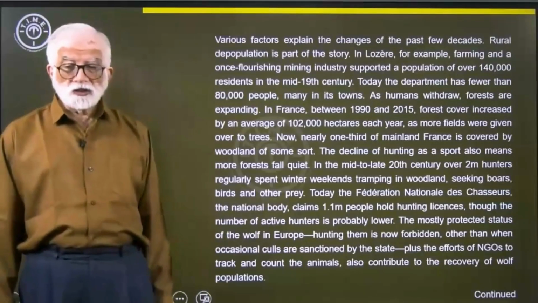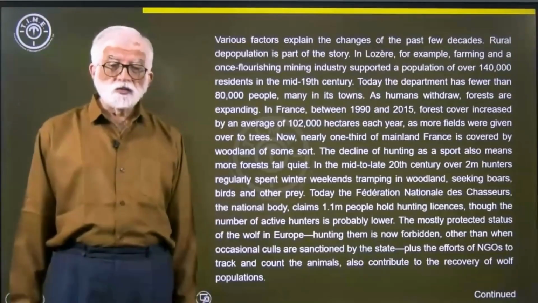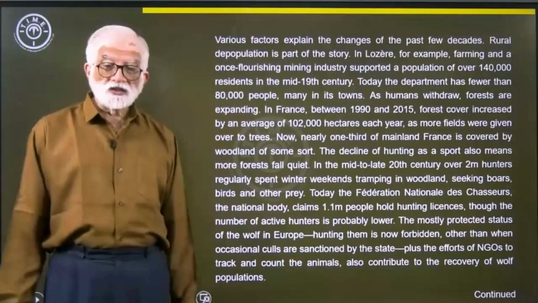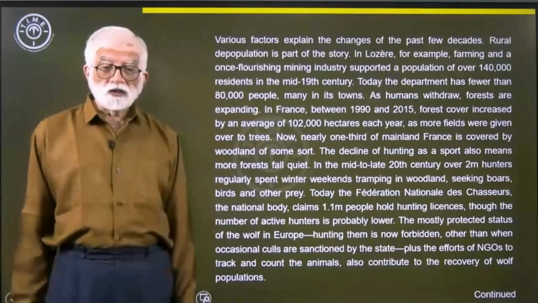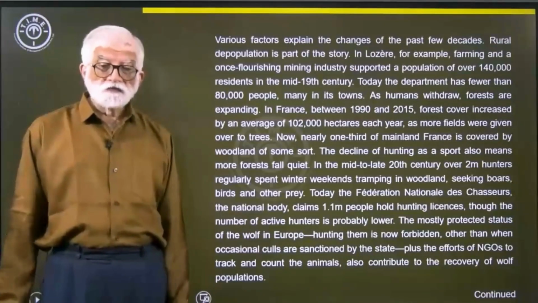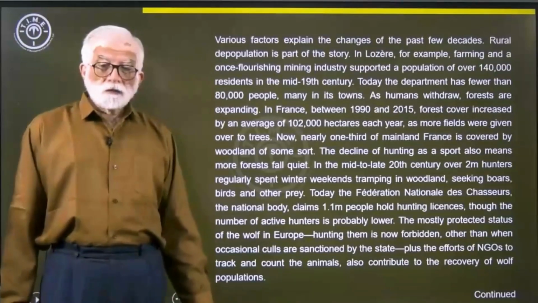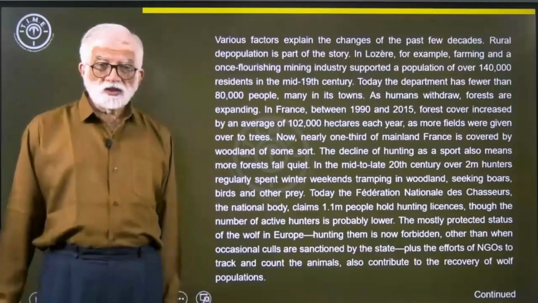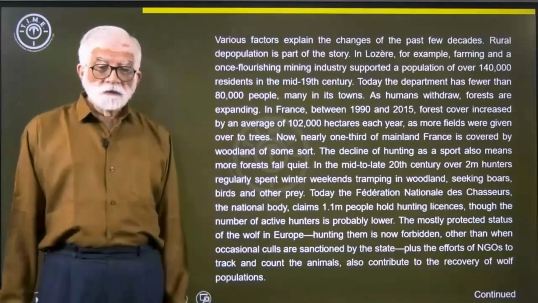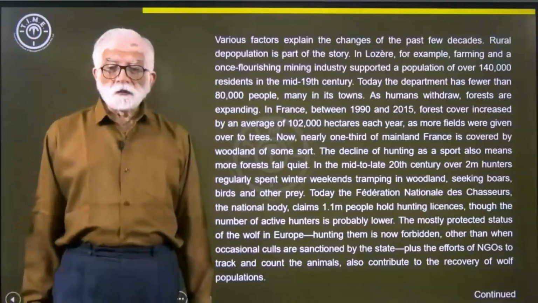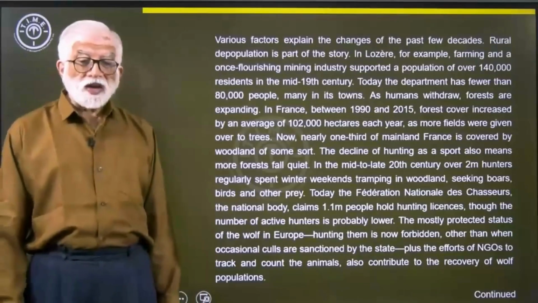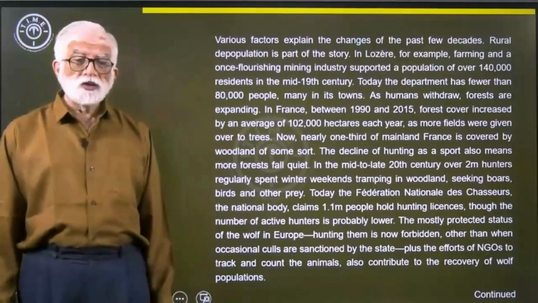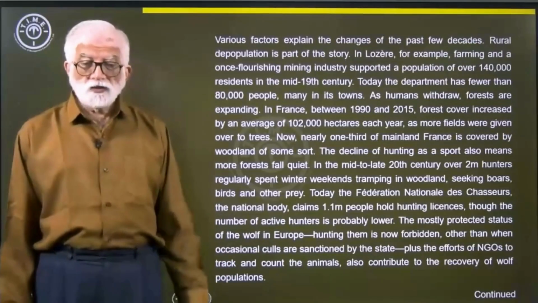Today, the Fédération Nationale des Chasseurs, the national body of hunters, claims 1.1 million people hold hunting licenses, as against 2 million hunters in the mid 20th century. So now they claim, that means the National Association of Hunters claims 1.1 million people hold hunting licenses, though the number of active hunters is probably lower. So they say while people hold licenses, not all of them really hunt. It's probably even lower than that.